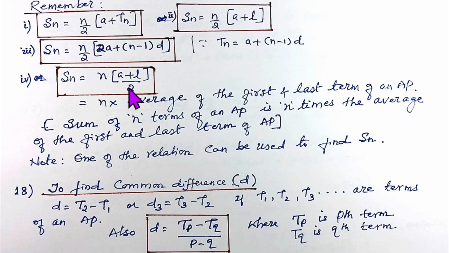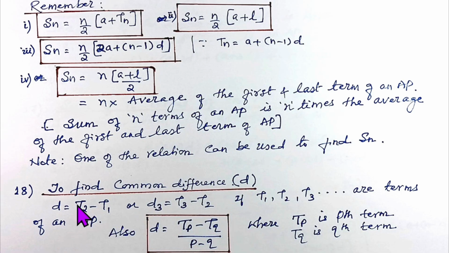So please remember, the choice of the formula depends on the details, the values given to us. If the number of terms, the first term and the nth term are given, use the first formula. If the number of terms, the first term and the common difference are given, use the second formula. If you are given the number of terms and the average of the first and the last term, then use this formula. All these formulas can be used depending upon the values given to us. Remember that.